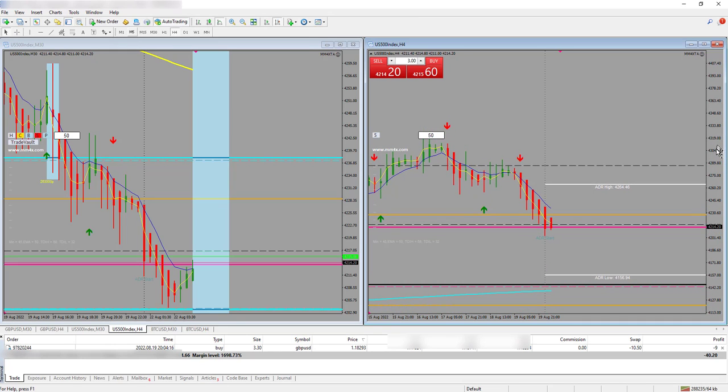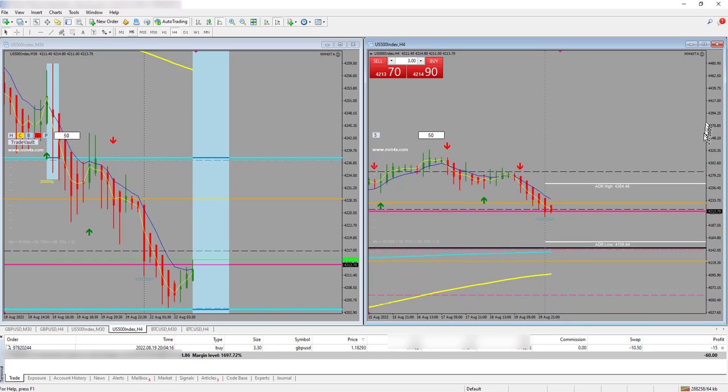Okay, so for this week, this is the high of this week. Here's the low of this week. We have the super high of the week and the super low of the week right here. If price can stay below the super high of the week, we can look to continue to the downside for this pair.